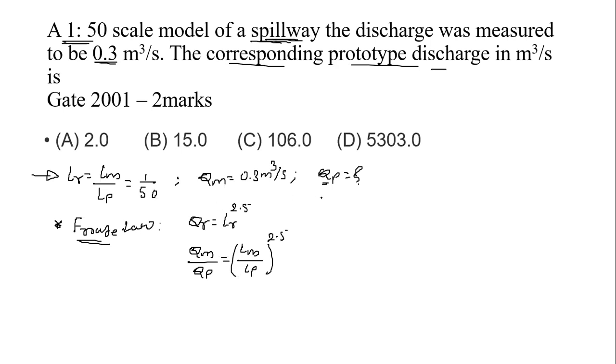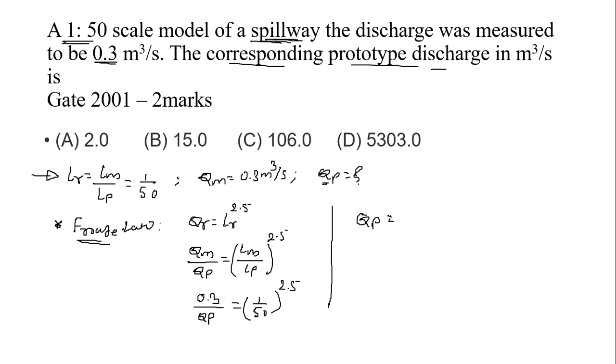Discharge of the model is given, and the prototype is what is asked. So the discharge of the model is 0.3, divided by the discharge in the prototype, is equal to LM by LP, which is 1:50. So (1/50) raised to 2.5. Just simplify it. You will get the answer for the discharge in the prototype.